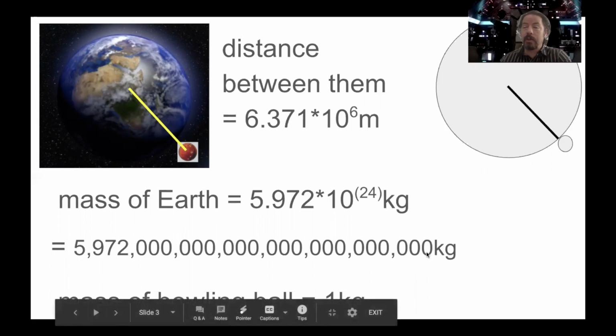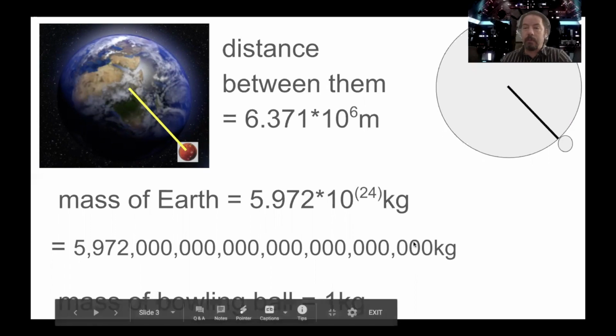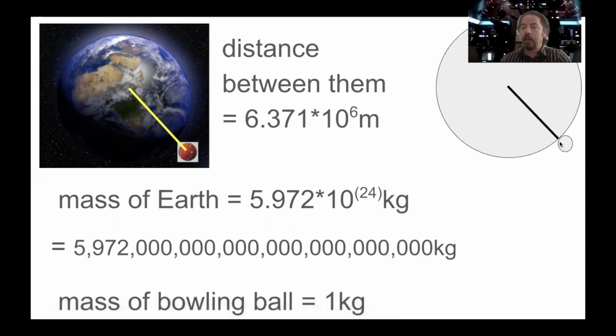So the Earth is massive, has a ton of mass. And the bowling ball, we're going to pretend that it only has a mass of 1 kilogram. That's actually pretty light for a bowling ball, but we're going to go with it for this example. So the bowling ball is sitting on the surface of the Earth, and I've drawn it more simply so you can understand. We look at the radius of the Earth, and now we know the distance between their centers.